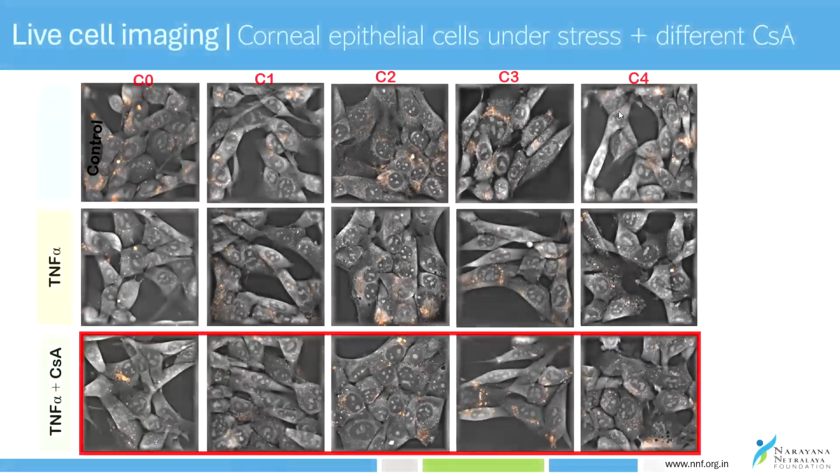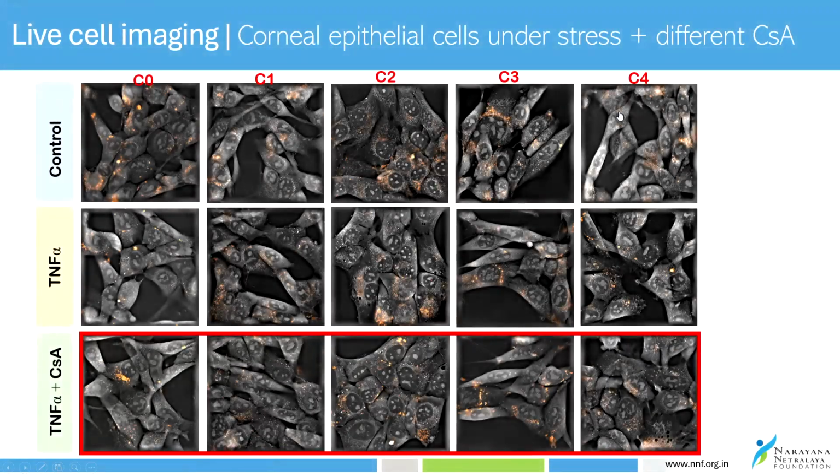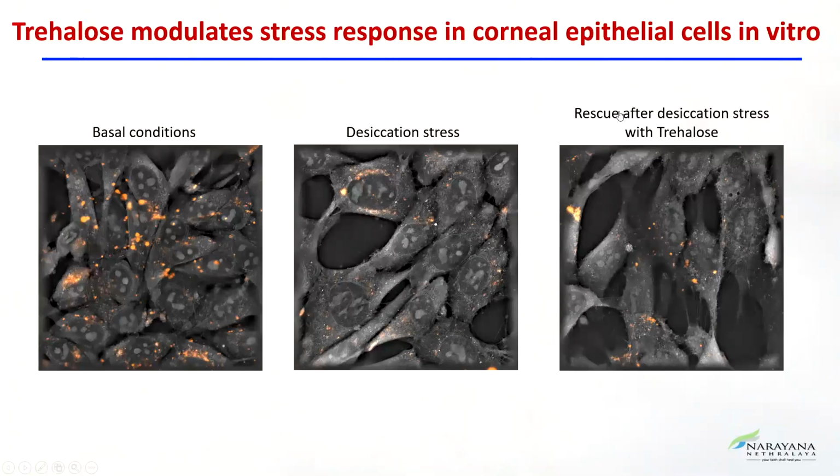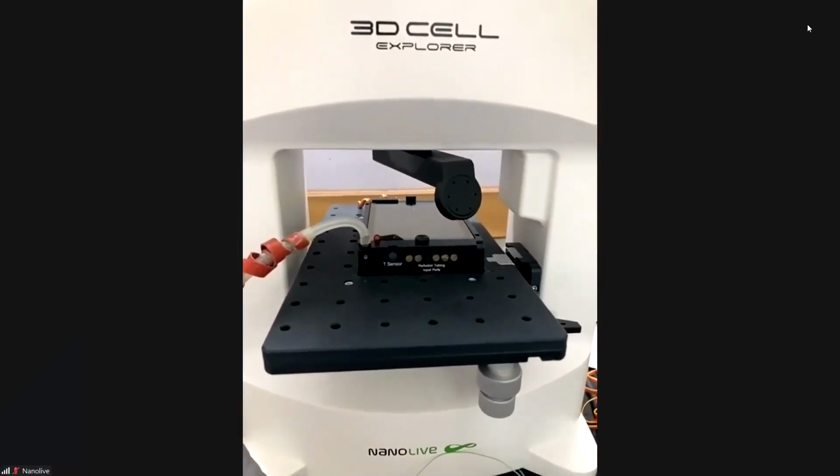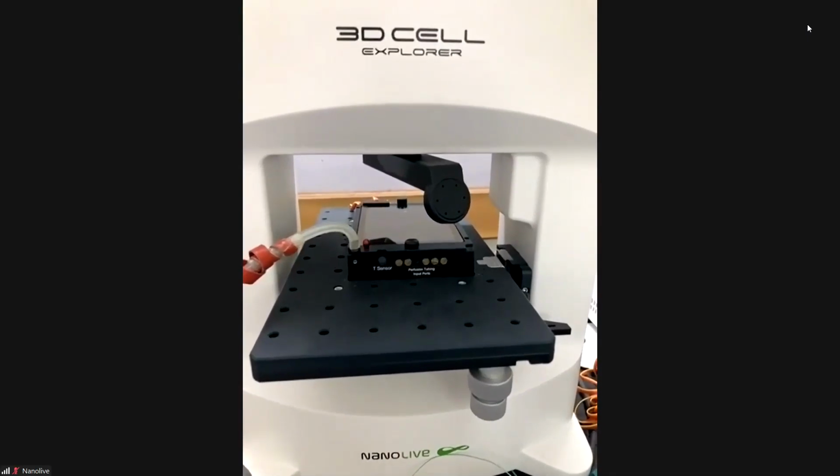I'm going to show you. We can virtually look at any cell. This is how the 3D Cell Explorer works. Swami can now explain. It is a holotomography.